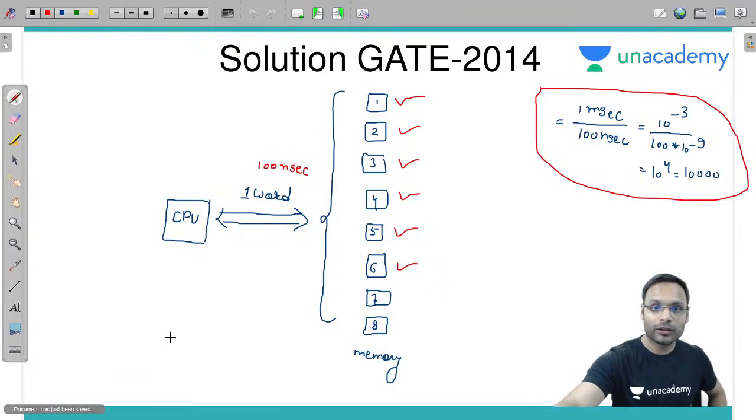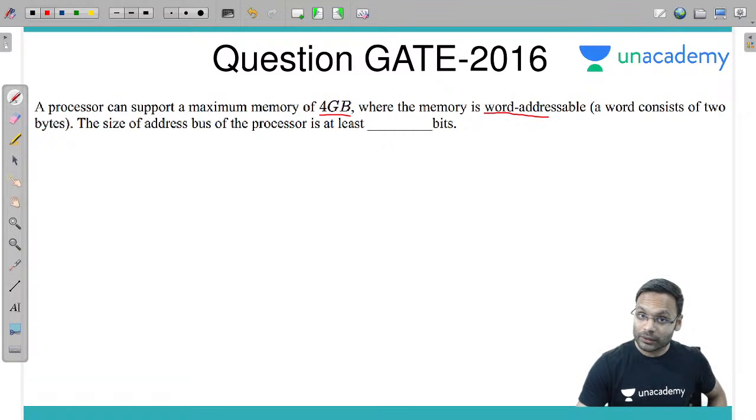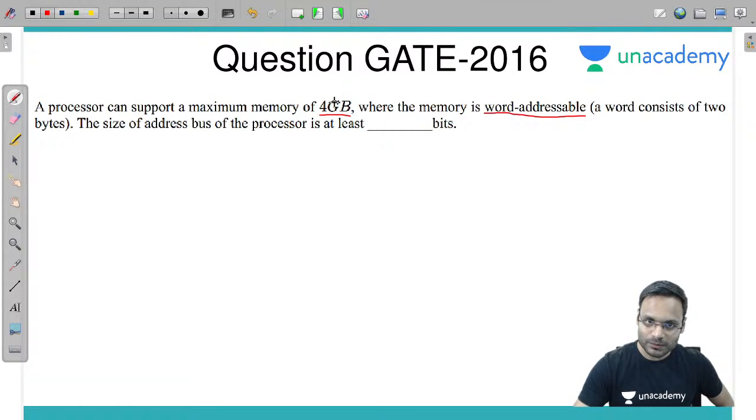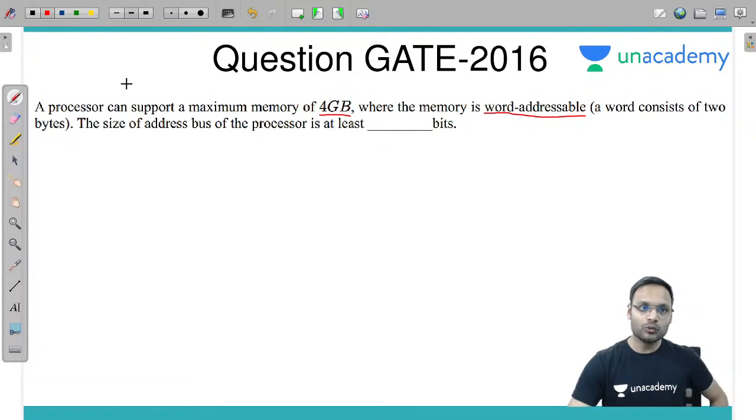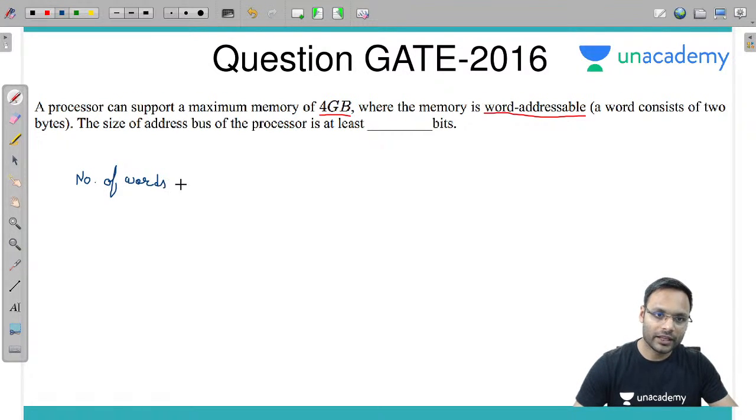Let's go, we will have further questions. Yes, we have a few more questions. A processor can support a maximum of 4 GB memory where the memory is word addressable. So every word will have one address. A word consists of 2 bytes. So the total capacity is this much and a word is of 2 bytes. So how many words will be there in the memory? Number of words in the memory.